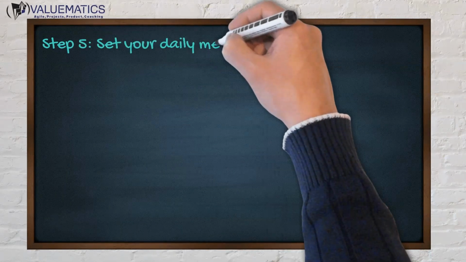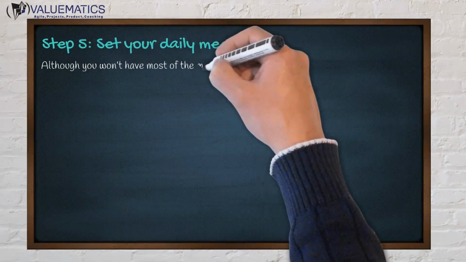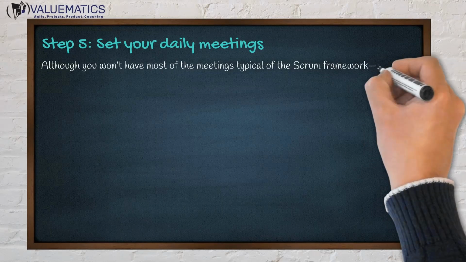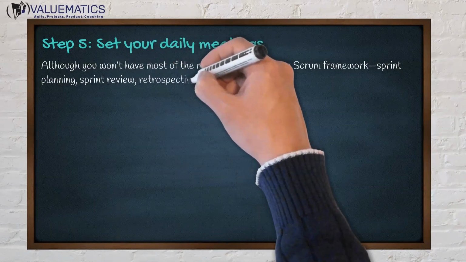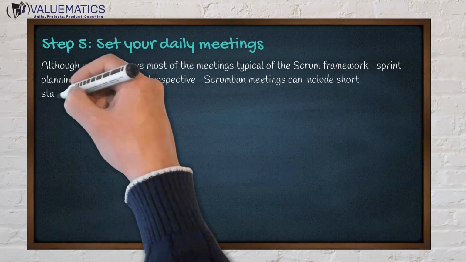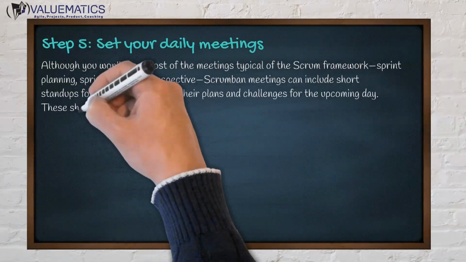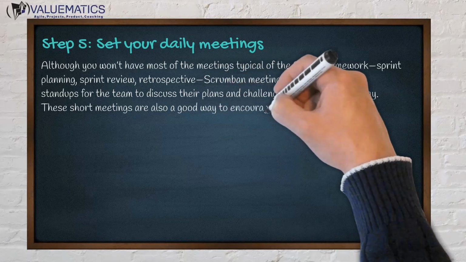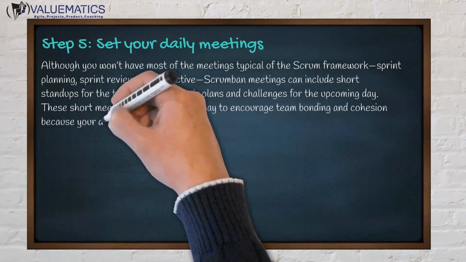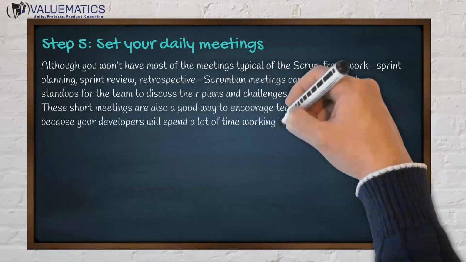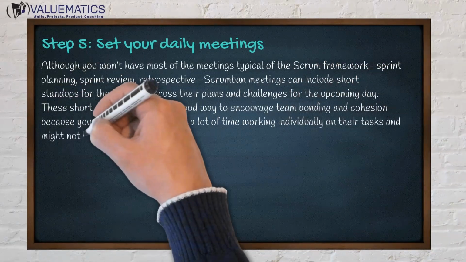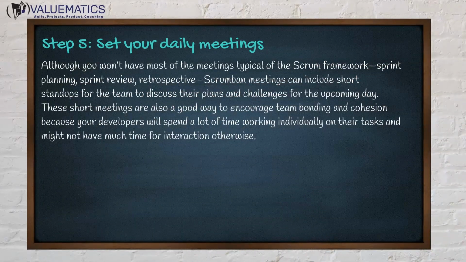Step 5. Set your daily meetings. Although you won't have most of the meetings typical of the Scrum framework, sprint planning, sprint review, retrospective, ScrumBan meetings can include short stand-ups for the team to discuss their plans and challenges for the upcoming day. These short meetings are also a good way to encourage team bonding and cohesion because your developers will spend a lot of time working individually on their tasks and might not have much time for interaction otherwise.